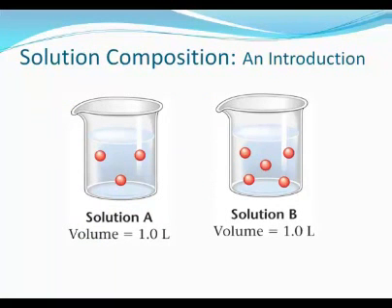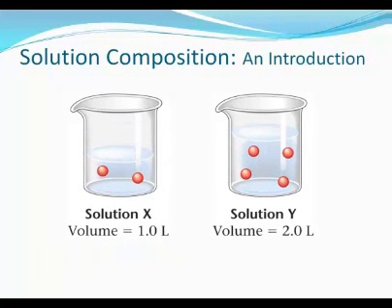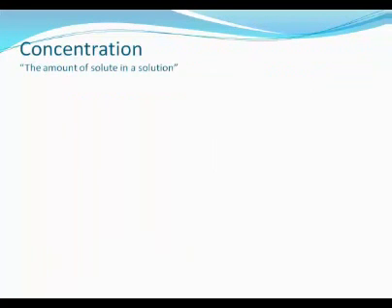Here we have two solutions. Solution A, 3 balls in a liter. Solution B, 5 balls in a liter. Solution B is more concentrated than solution A. But you have to be careful in doing this. Just because there's more balls doesn't mean it's more concentrated. If you take a quick look at this, you might think one is more concentrated than the other. But in fact, they both have the same concentration. It's because while there's more balls, there's also more volume. And so we need to make sure we're very careful with our calculations.